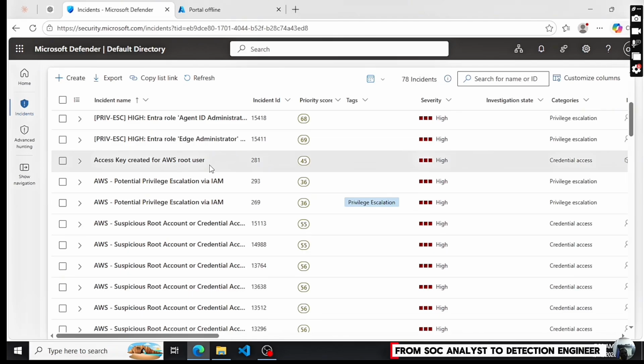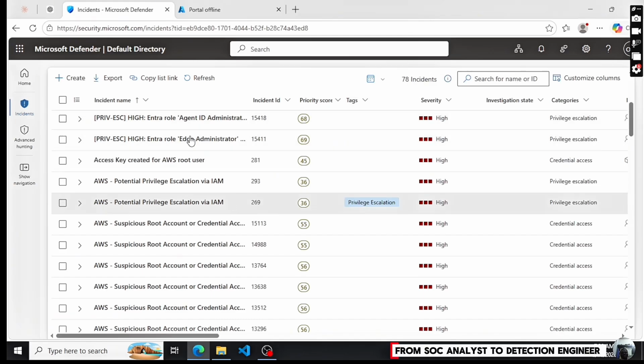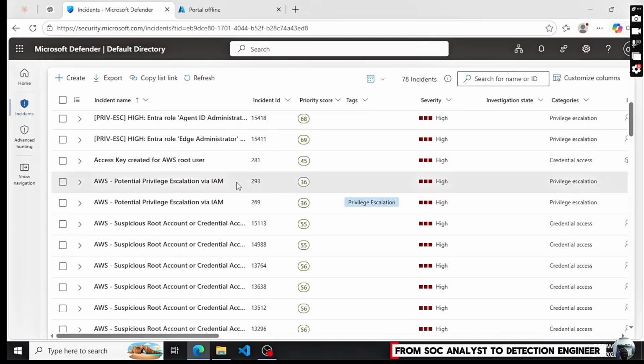Whether it is true positive or false positive, it is through investigation of incidents that you'll be able to know that. And as you can see here, we have 78 incidents. This does not actually mean that we already have 78 attackers in our infrastructure. No. And this does not mean that there's already 78 breaches in our infrastructure. No. These were just the security signals that actually match the detection rule.